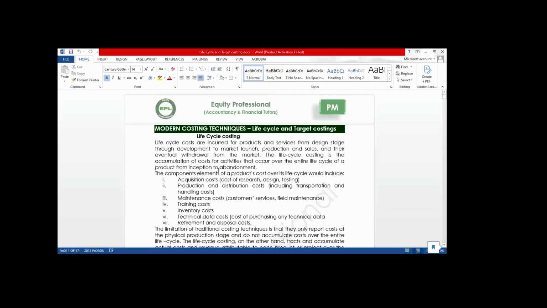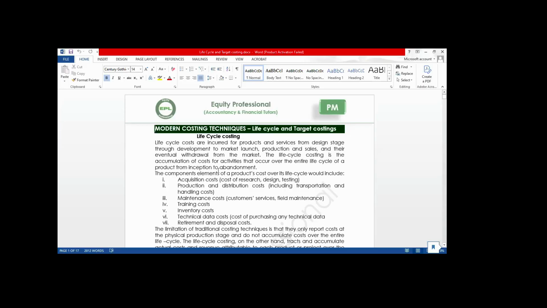The modern costing system. We have the traditional costing systems. These are marginal costing system and absorption costing system. Now, the modern costing systems were developed. These are costing systems developed to address the peculiarity of modern manufacturing environments.